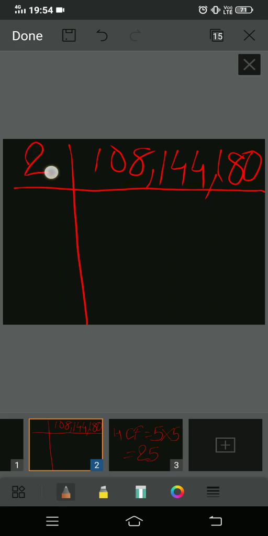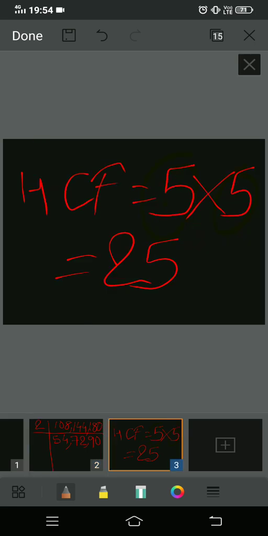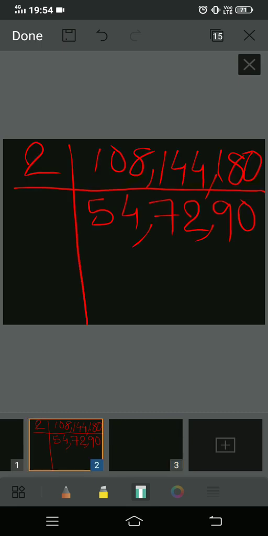So if you divide 108 by 2, you will get the answer 54. And when you divide 144 by 2, you will get the answer 72. When you divide 180 by 2, you will get 90. Okay, children? So now, if you want me to tell how I am dividing, it is again the same thing. I'll just show you how I divided 108 by 2. That is it. Okay, children?